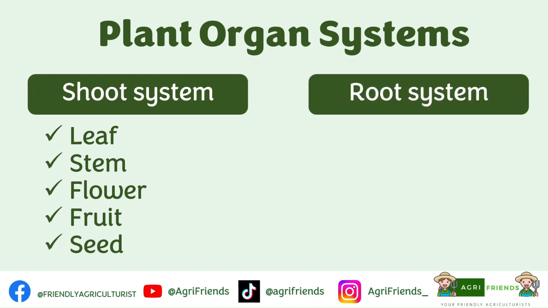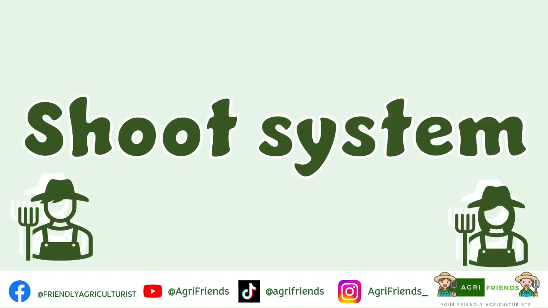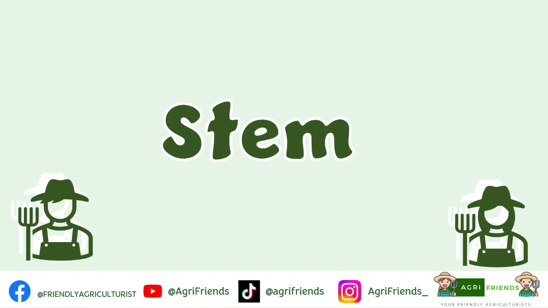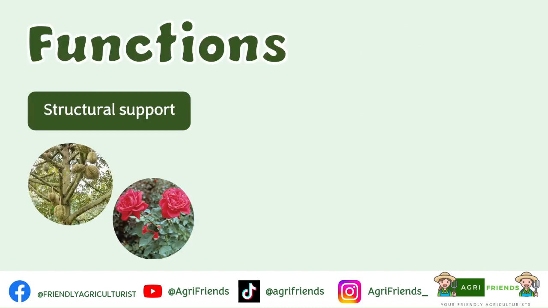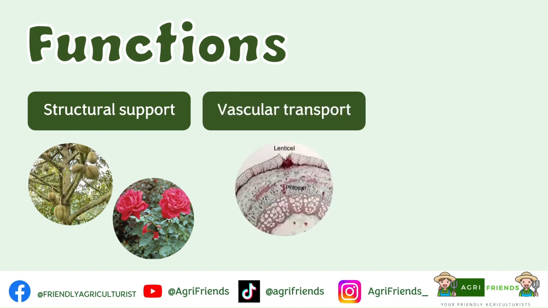root system refers to the below ground structures, which is the root. For this video, we are going to focus on the shoot system, specifically the stem. So as I have mentioned earlier, a stem is an above ground structure that serves a lot of functions, including providing structural support for other above ground structure such as the flowers, leaves, and fruits. It is also important for vascular transport.